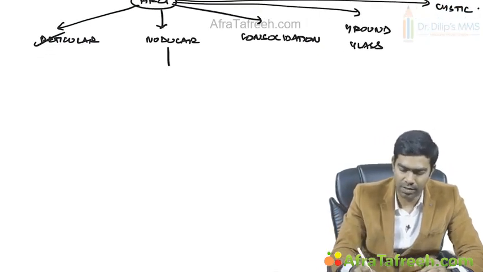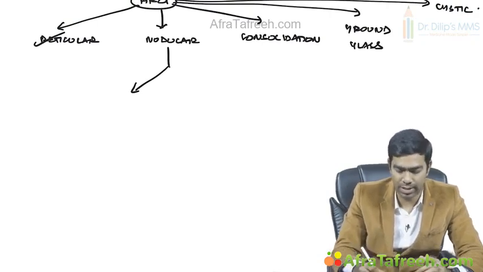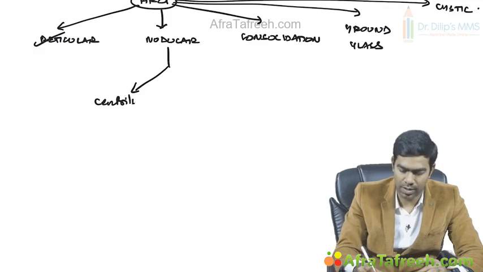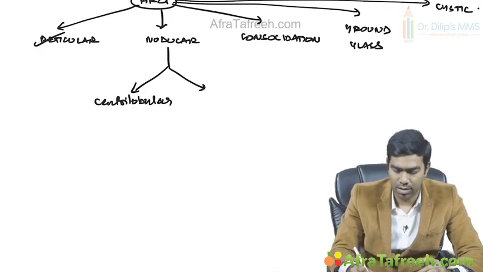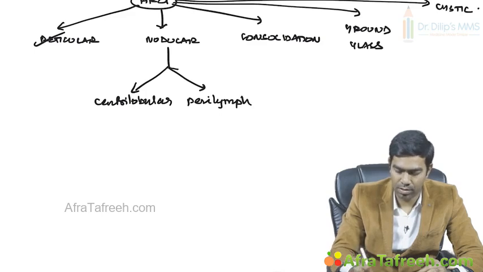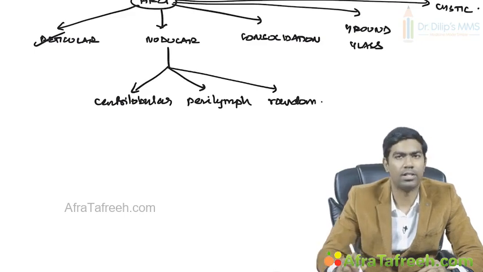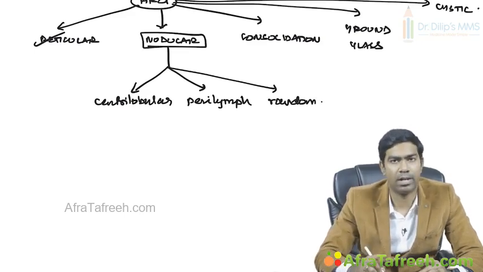Then nodular appearance. Whenever you have a nodular appearance, you have to again see another pattern, whether these nodules are distributed in what manner, whether they are centrilobular nodules or they are perilymphatic nodules, or third thing, random nodules. They don't follow any distribution. So this is very important for nodular pattern.